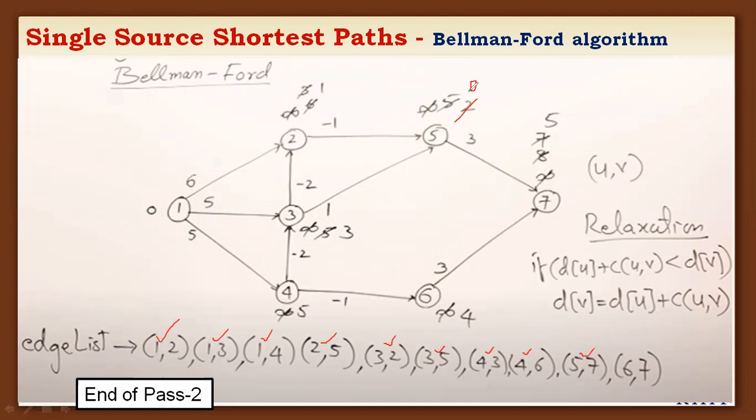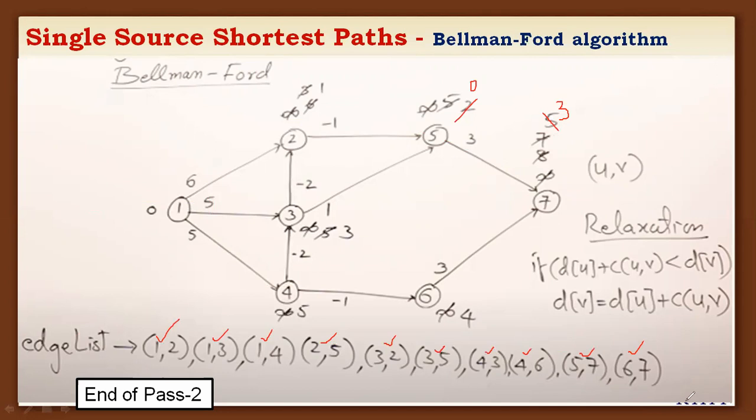5 to 7: 0 plus 3 is 3. 3 compared with 5. 3 is the minimum. Always consider the minimum value. Change is made here. Next, 6 to 7: 4 plus 3 is 7. 7 compared with 3, 3 is smaller. No change occurs. So this is the path 3.